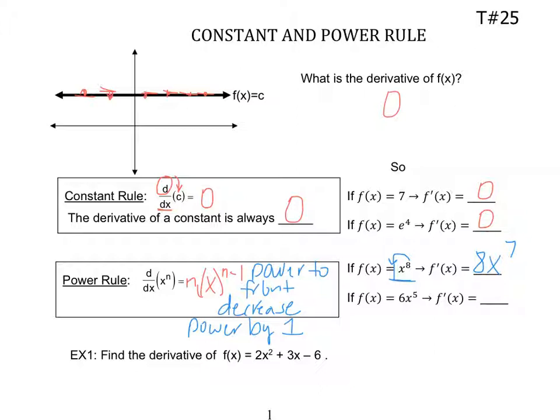If there is a coefficient in front other than 1, you're just multiplying those together. So for 6x to the 5th, power to the front, I'm doing 5 times 6, which is 30. Now decrease the power by 1, and you get 30x to the 4th.